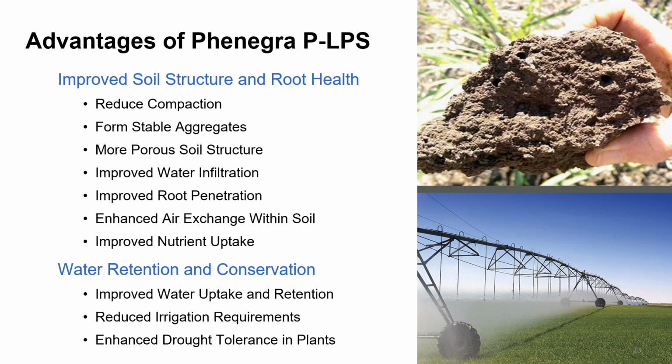And then root penetration, what is it trying to do? It's trying to breathe. So you have enhanced air exchange within the soil, and you end up having improved nutrient uptake. Water retention and conservation. Isn't that what we need to do? So having more root developed structures, advanced structures, we improve our water uptake and retention. We reduce our irrigation requirements. And if it's uptaking better, we also improve our runoff, right?